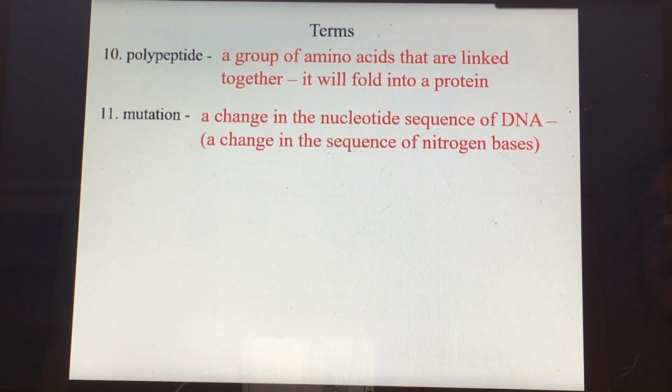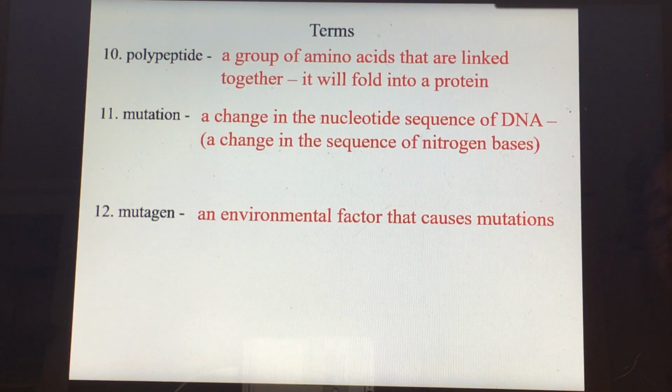A mutation is any change in the nucleotide sequence of DNA. It is actually a change in the nitrogen base sequence. And a mutagen is any environmental factor that can cause a mutation. There are chemicals that can cause mutations. Ultraviolet light causes mutations. Sometimes mutations just happen by chance, though.